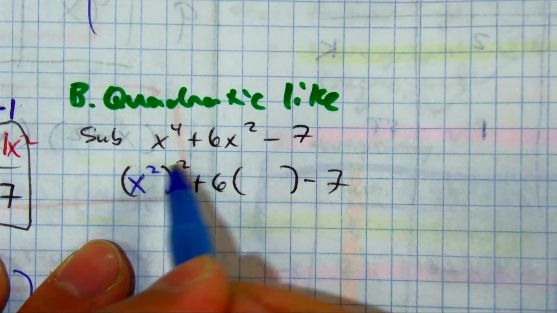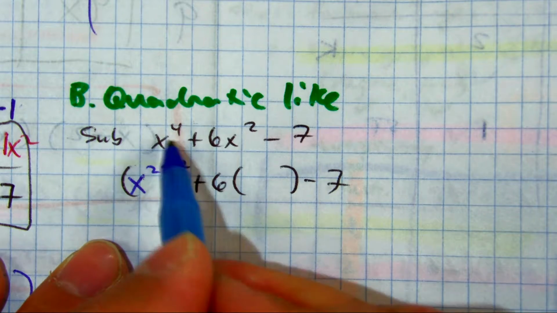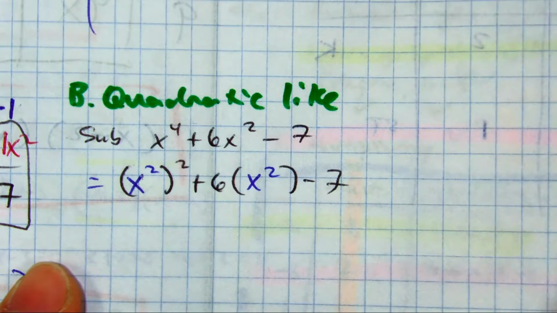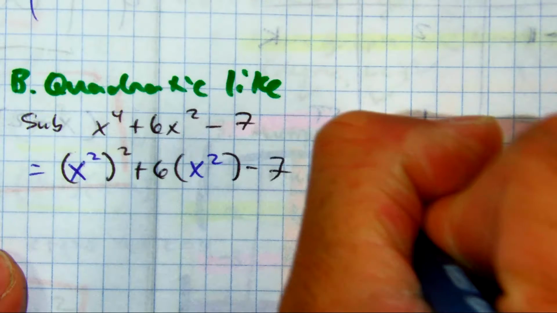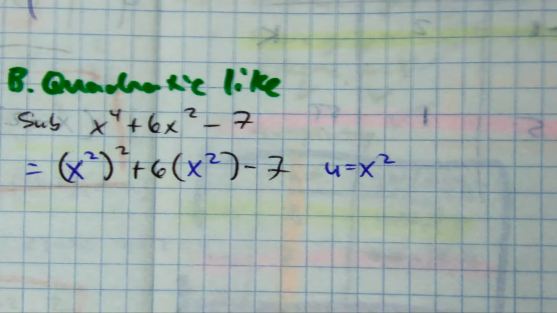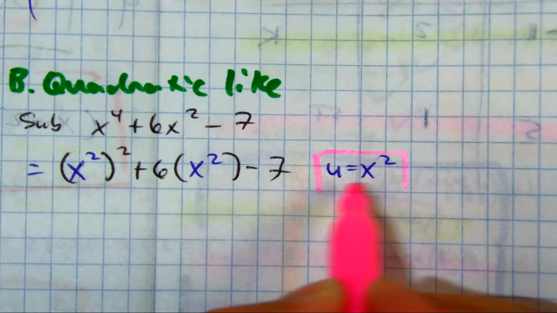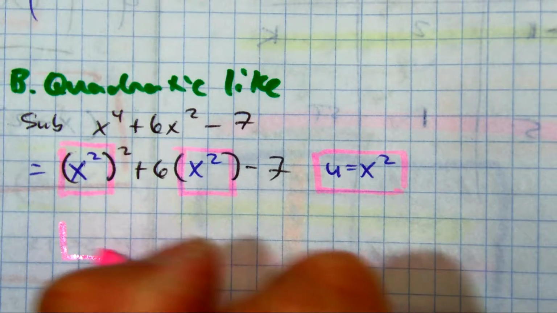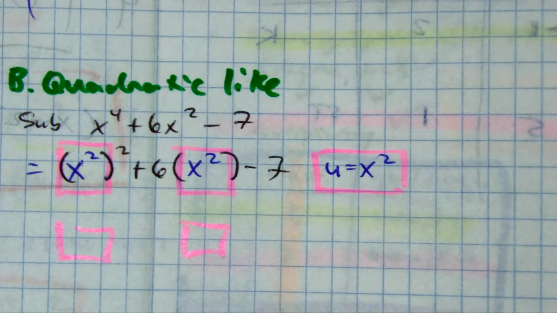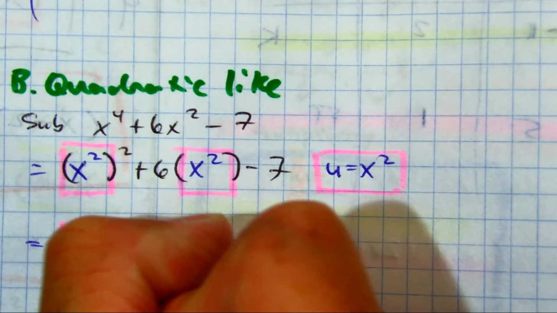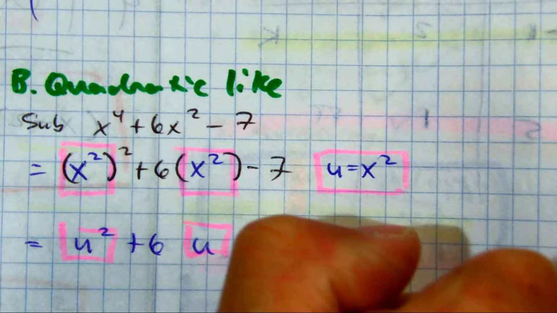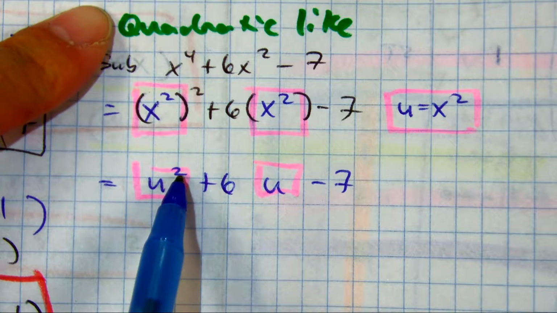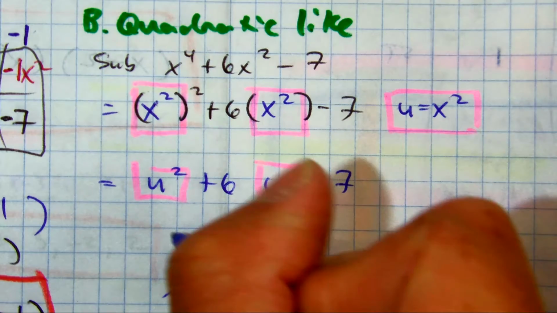X squared times x squared, same base. You add the exponents, you get x to the fourth. You pick your favorite letter. I'm going to pick U. And what you're doing is you're taking a substitution out. So you make the problem look a little bit easier. Now I have u squared plus 6u minus 7. Well, now it looks like a, what? Quadratic-like. And then we can just use the x method of factoring.